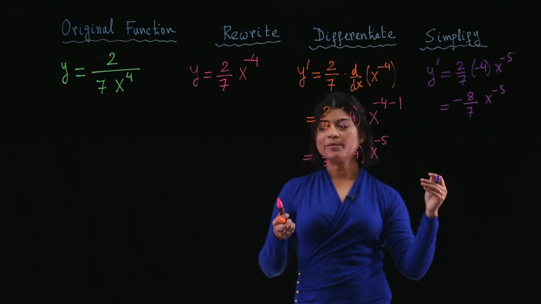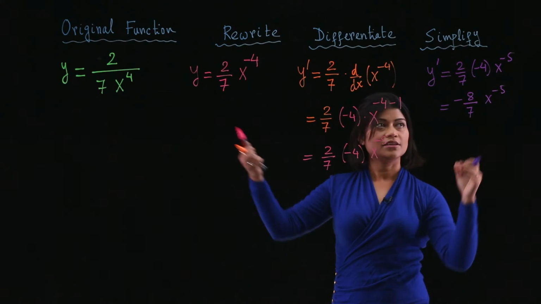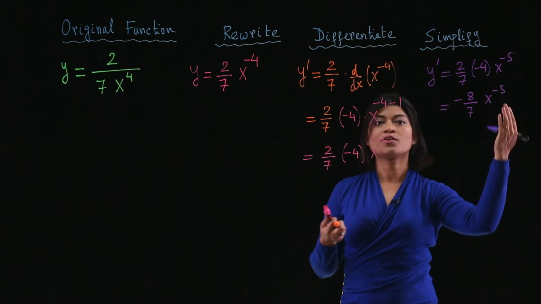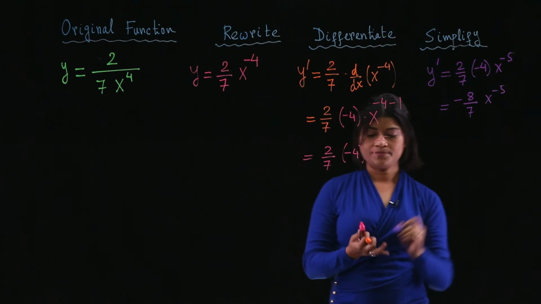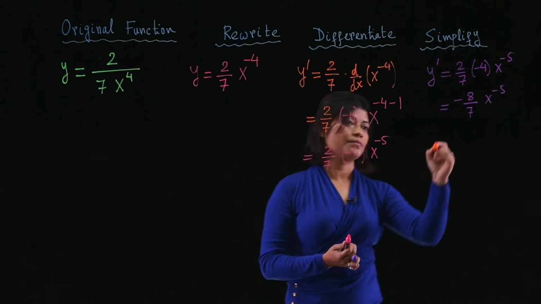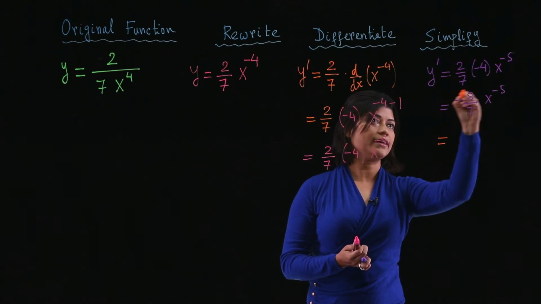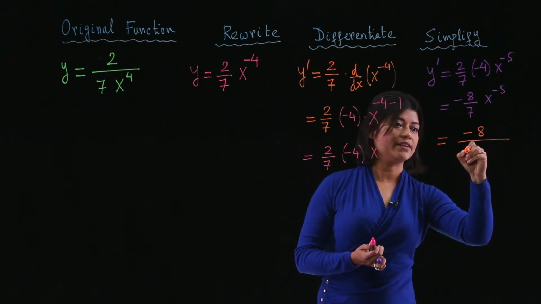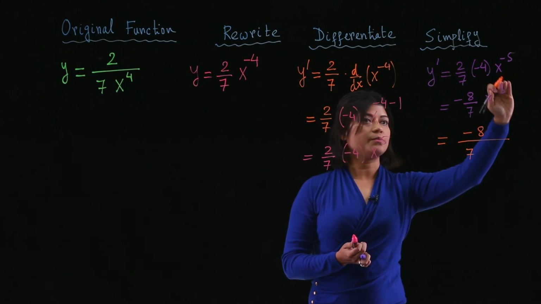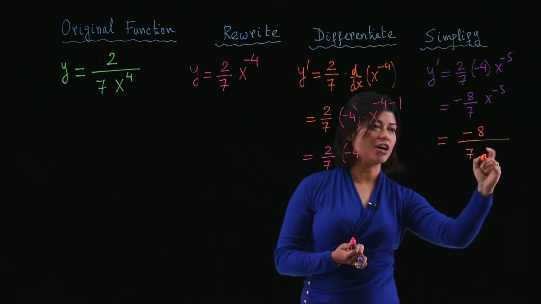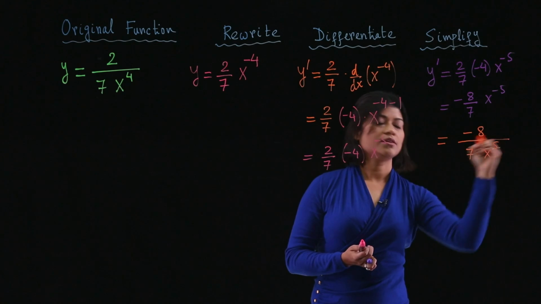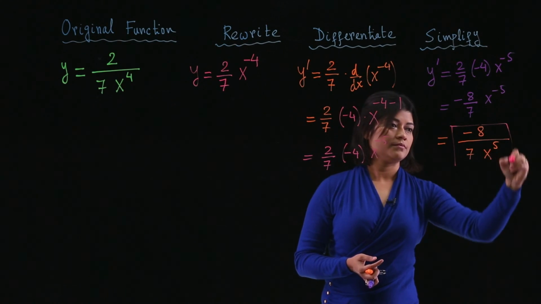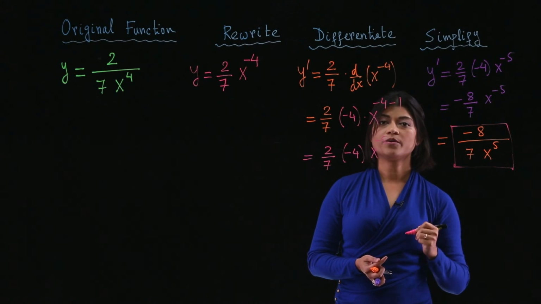But remember, in the original function, the x term was in the denominator with a positive exponent. We can rewrite it that way. Keep the negative 8 in the numerator, 7 is in the denominator, and x to the power negative 5, bring it to the denominator as x to the power positive 5. So this is the simplified form of the derivative.